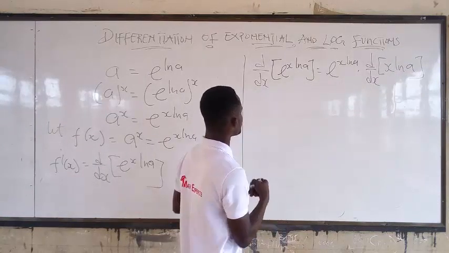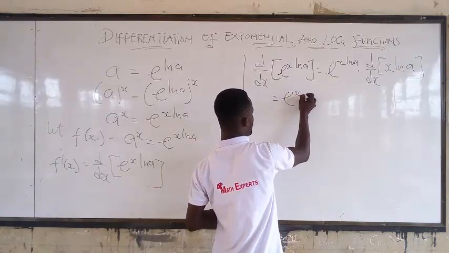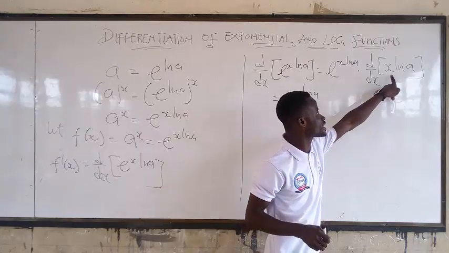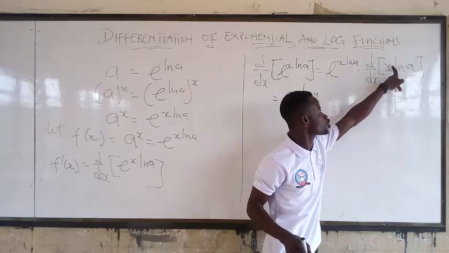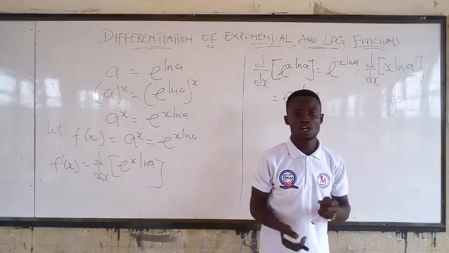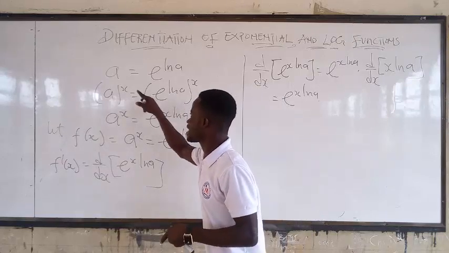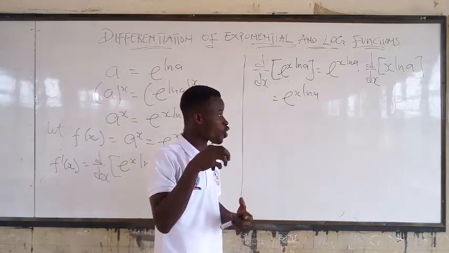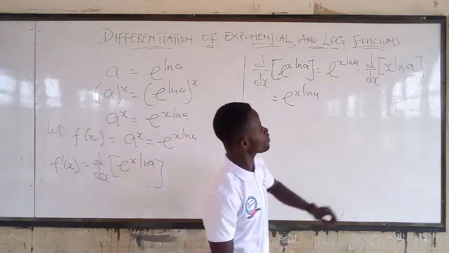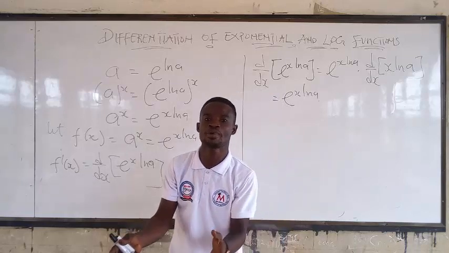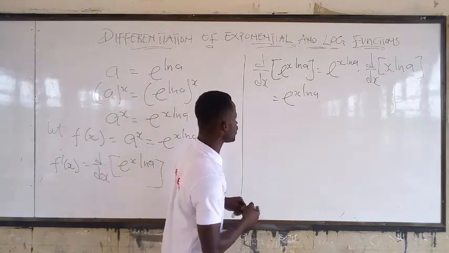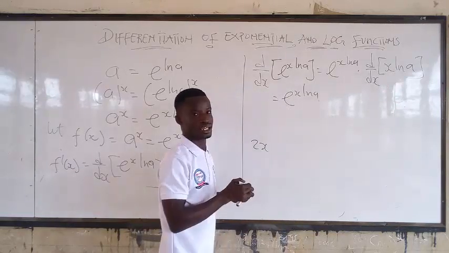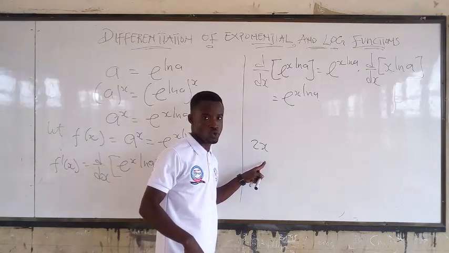Now, let's continue. So this is the same as e to the power x ln A times the derivative of this. Be careful, it's not a product rule, because we have already defined that the A there is a constant, like 2, 3, 4, 5, anything. It's a constant, right? So if the A is a constant, then ln A will be a constant. So to take the derivative of this is the same as taking the derivative of 2x, that you will say 2.